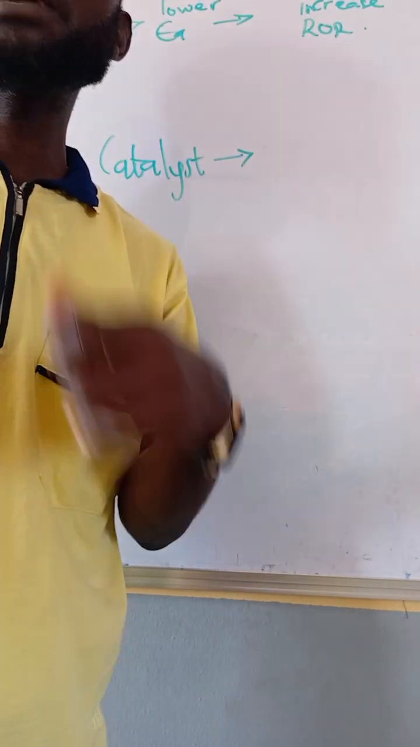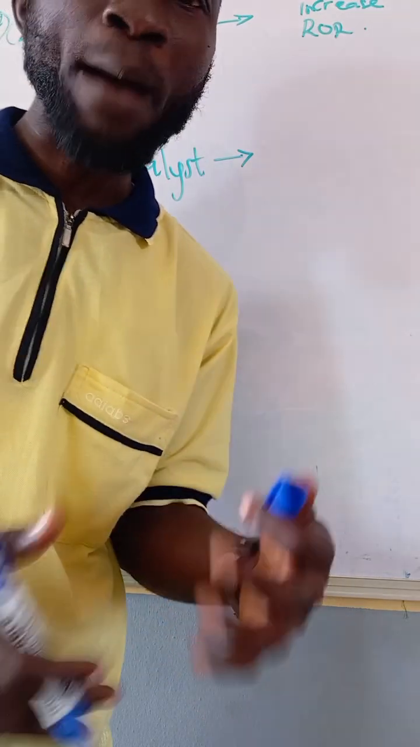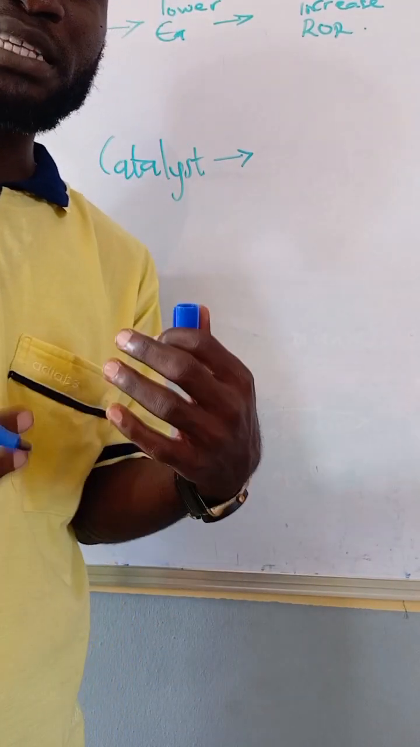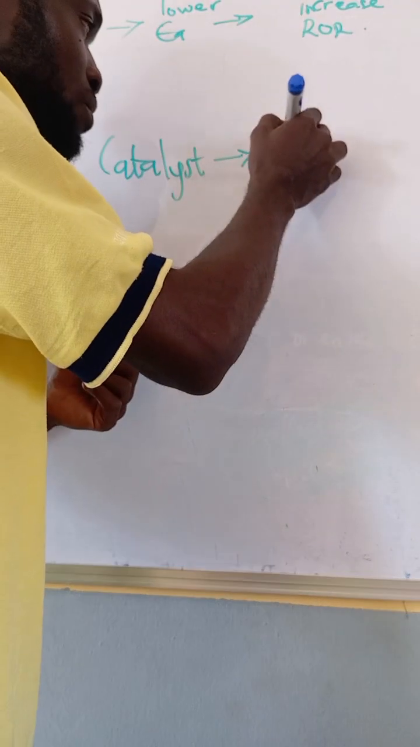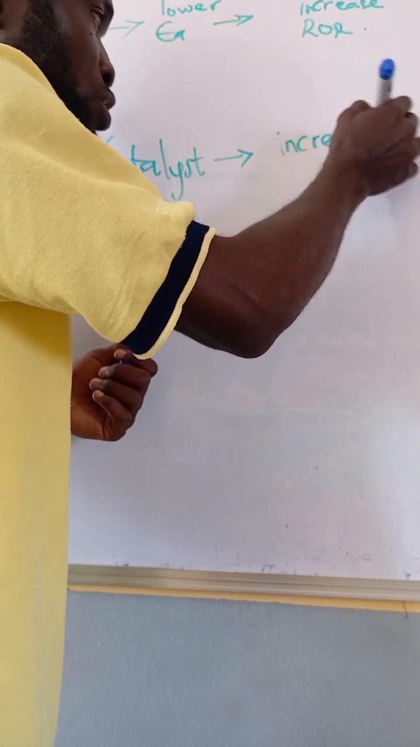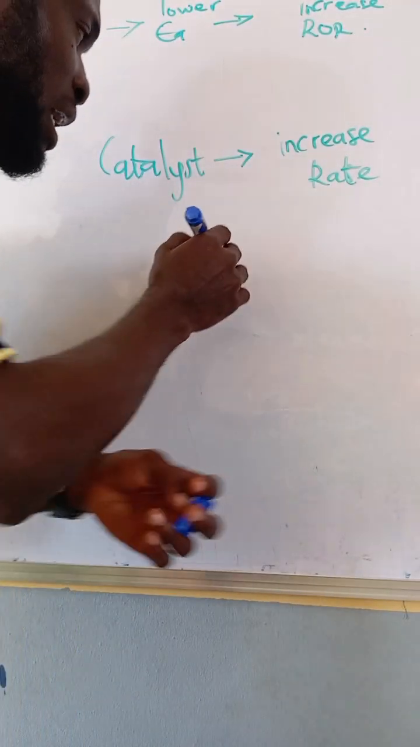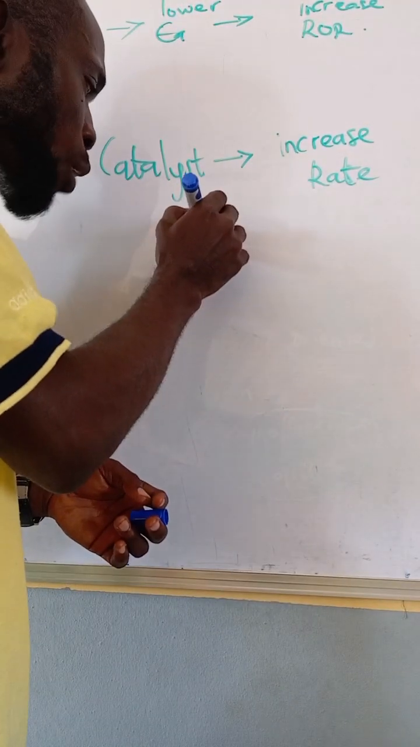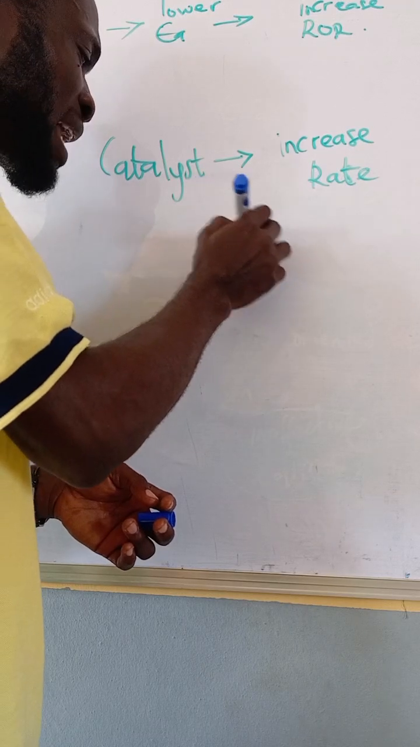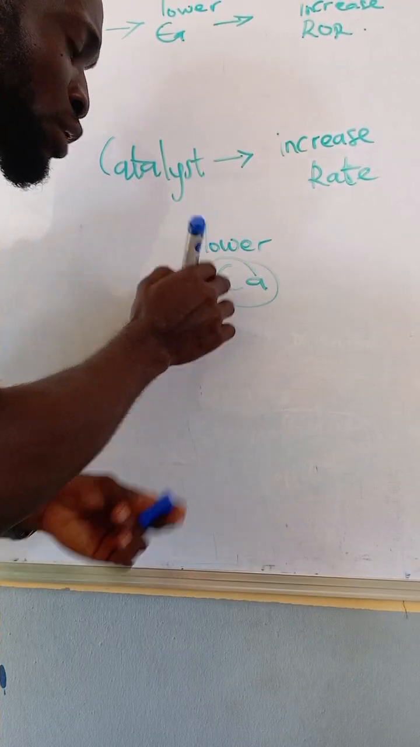If they say speeding up the rate of chemical reaction, it means that it allows it to happen faster. And when it is happening faster, that means it is increasing the rate of chemical reaction. Now, how does it do that? By finding a shortcut to lower what we call activation energy, EA, activation energy.